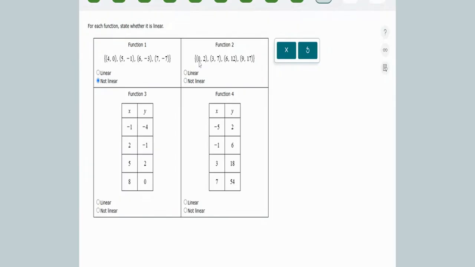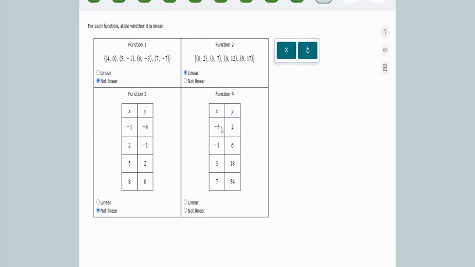Okay, on this next one, 0, 3, 6, 9, going up by 3 each time. And on the y values up by 5 each time, so we've got a constant rate of change. That makes that one linear. On this next one, the x values, you go from -1 to 2, that's up 3, up 3, up 3, so that's a constant rate of change. On the y values, up 3, up 3, up 2. So on that last one, it didn't quite make it, so not linear.